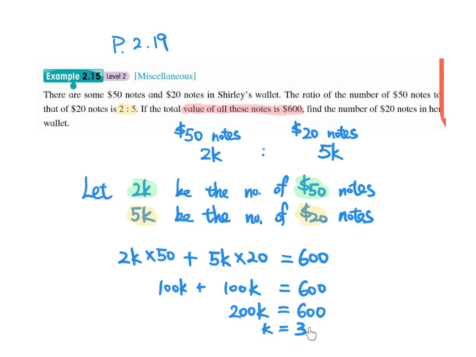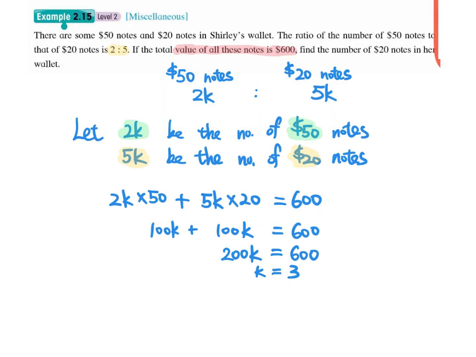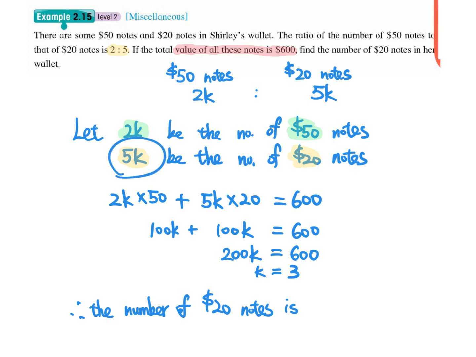And then we get k equals 3, but that is not what we have to find. We have to find the number of $20 notes. So the number of $20 notes is 5k, where k is 3. So 5 times 3 is equal to 15. Then that is the answer.